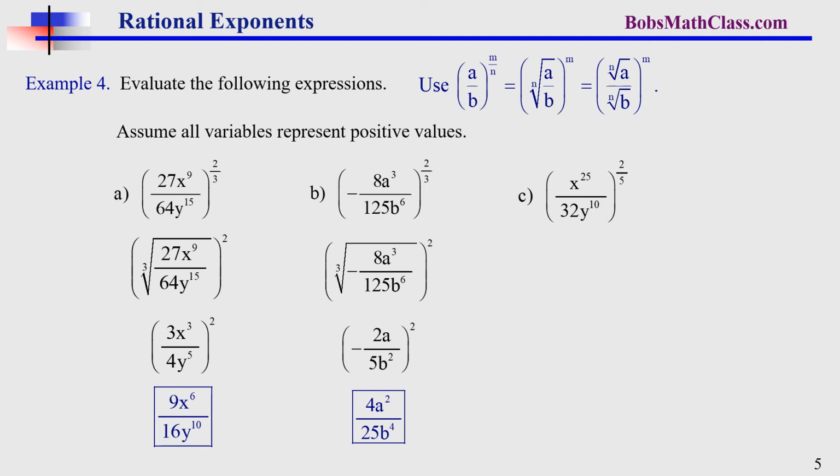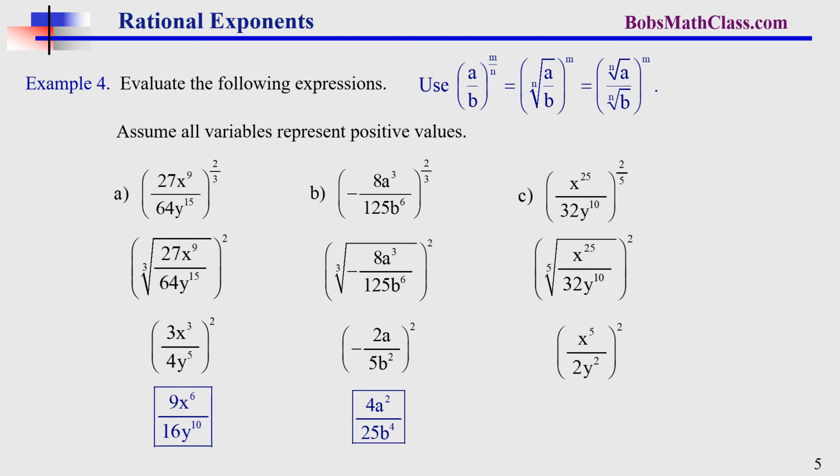All right, this time we're going to have an index of 5 and a 2 on the outside. Let's see, the fifth root of x to the 25th, that'll just be x to the 5th. We divide 25 by 5. In the denominator, the fifth root of 32 would be 2, because 2 to the 5th is 32. And the exponent of the y will be 2. 10 divided by 5 equals 2.